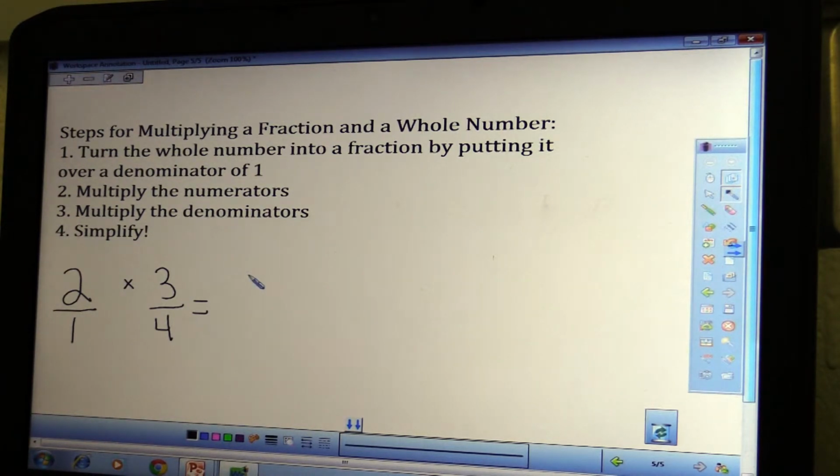So let's start. We multiply 2 times 3 is 6, and 1 times 4 is 4. Now our last and final step is to simplify. That can mean a few different things. Sometimes it just means reduce the fraction. Other times it means right now we have an improper fraction, so we have to go through the steps to divide and end up with a mixed number because we can't leave the fraction improper.